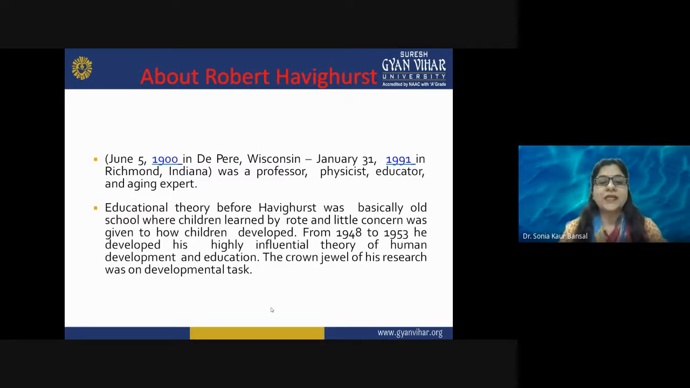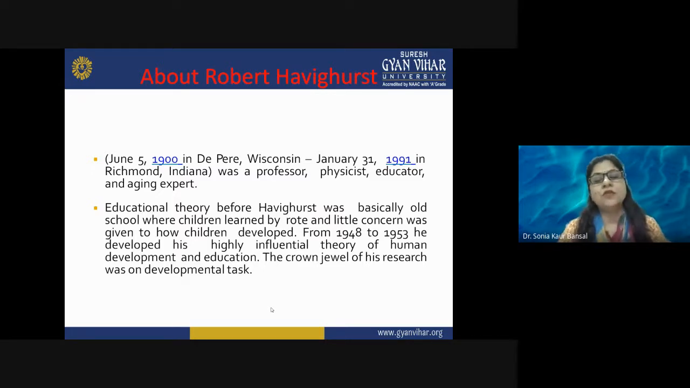He was born in June 1900 in Dane Prairie, Wisconsin, and died January 31, 1991, in Richmond, Indiana. He was a professor, physicist, educator, and aging expert as well. Educational theory before Havighurst was basically conducted on school children, where children learned by rote and little concern was given to how children developed. From 1948 to 1953, he developed his highly influential theory of human development and education.